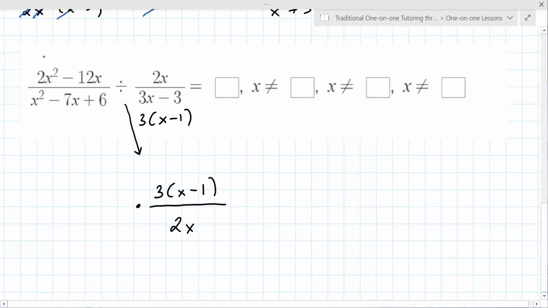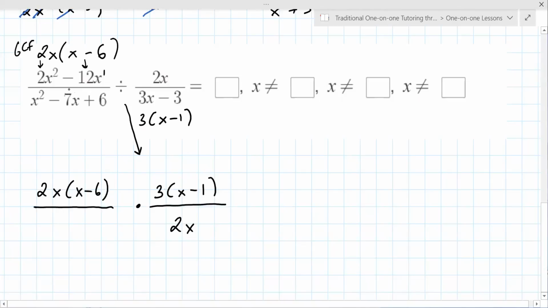The top left here is a GCF. Can you tell me what the GCF is between 2x squared and 12x? Like what number goes into both of those? 2. And then between x, just 2x times x minus 6. Perfect. Okay, yeah. So that goes into the numerator.